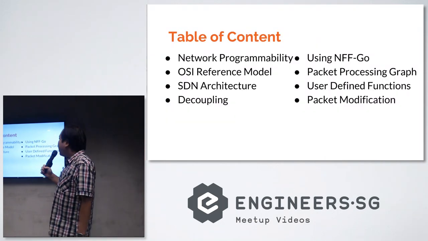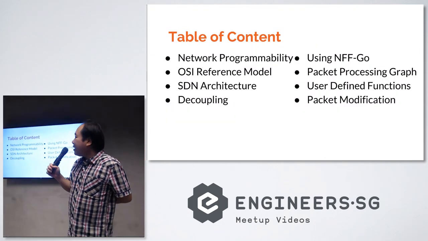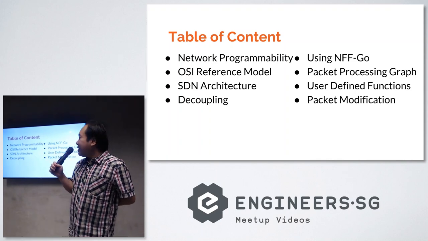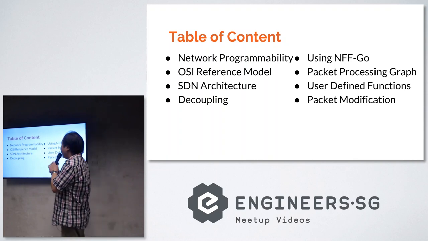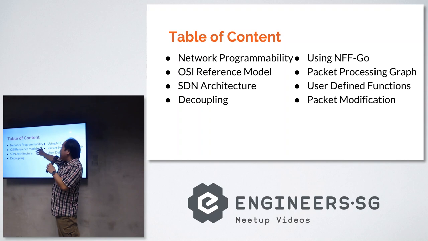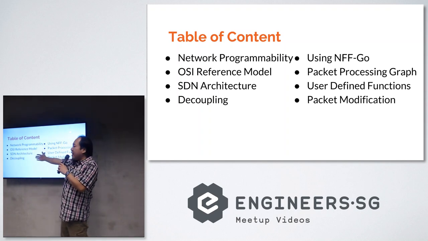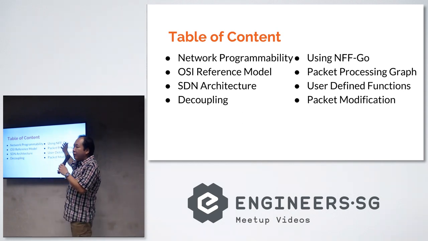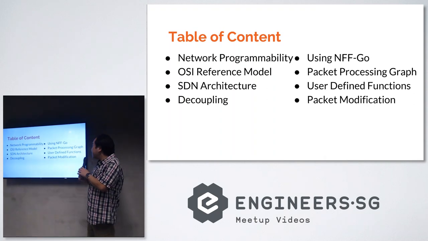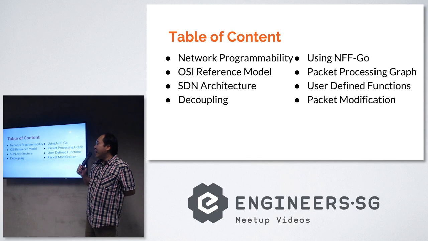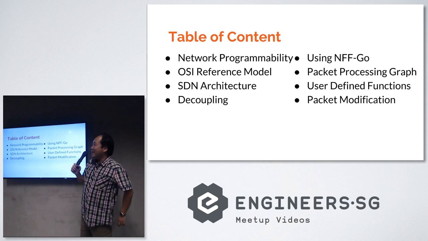The topic today is how do you do SDN programming with Golang? To understand what SDN is, we first need to know what network programmability is. Then we need to know what it has got to do with the OSI reference, the SDN architecture, followed by decoupling of the forwarding plane and control plane. And finally, how to actually use Go for all of this. What is NFF? NFF is a specific library. I'll go through it later, then you'll see where it comes in.